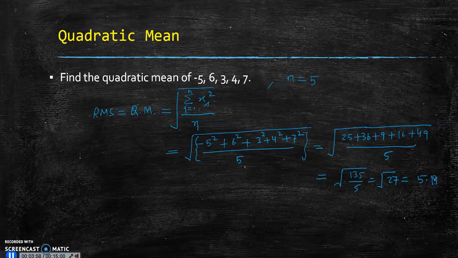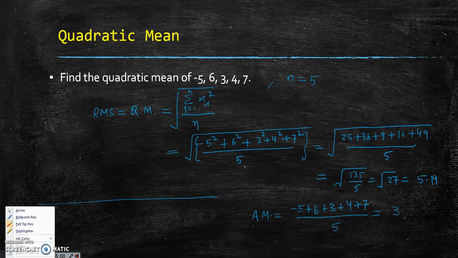Sorry, my bad. Now if I find out the arithmetic mean for the same numbers, let's see how it is going to be. So I'm going to find arithmetic mean here, and that is going to be negative 5 plus 6 plus 3 plus 4 plus 7 divided by 5. If you calculate it, it will come out to be 3. Now let's plot this particular data and see how the things are different. Let me change the ink color if I could.